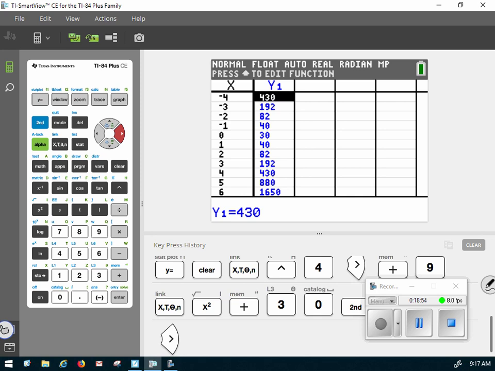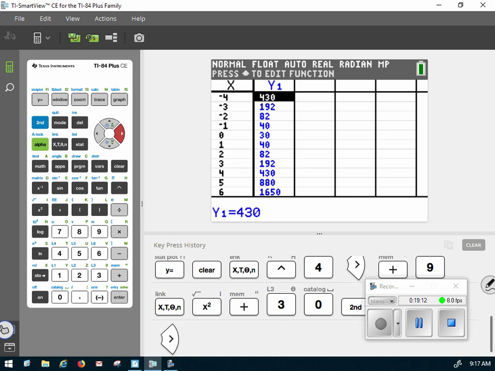So what's Tanner asking? Can we just use our calculator? No. What does that mean on the graph? What does that mean on the graph?